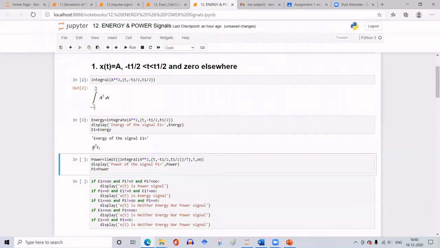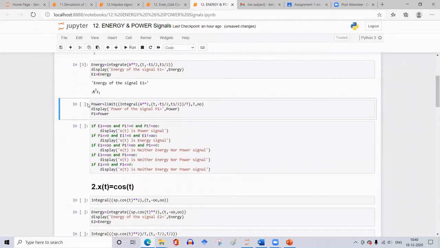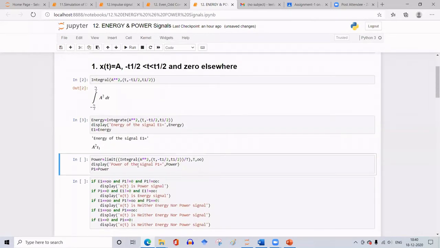We got the expression as A square into T1. Here T1 is finite and A is also finite, so A square T1 is going to be finite. So for this signal, energy is finite. Next, let us check what happens to the power. Power is the integral of A square between limits minus T1 by 2 to plus T1 by 2 over a certain period, in the limit as that period tends to infinity. That is the definition of power, which you may remember from your signals and systems class. So let me write that first integral expression.